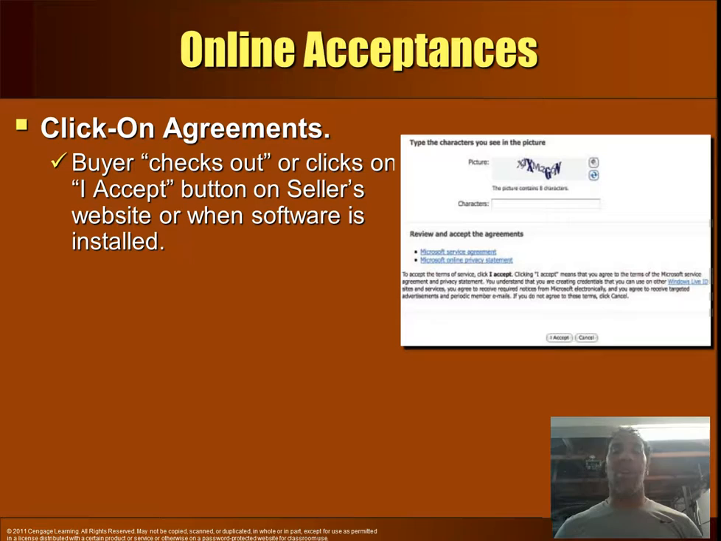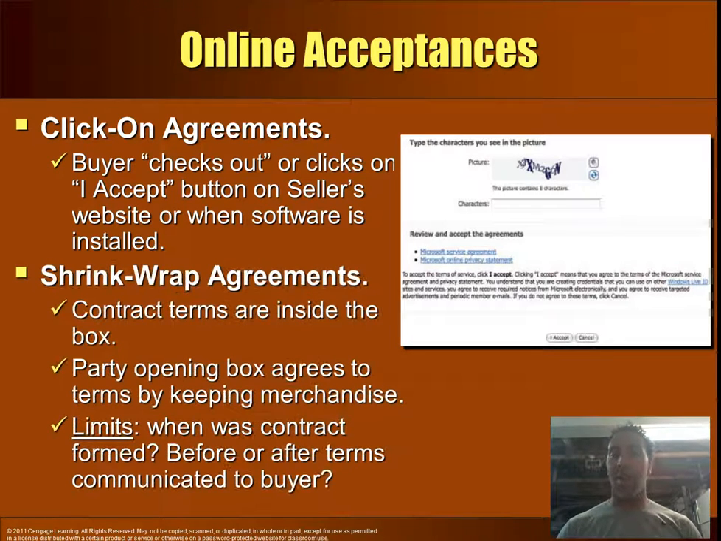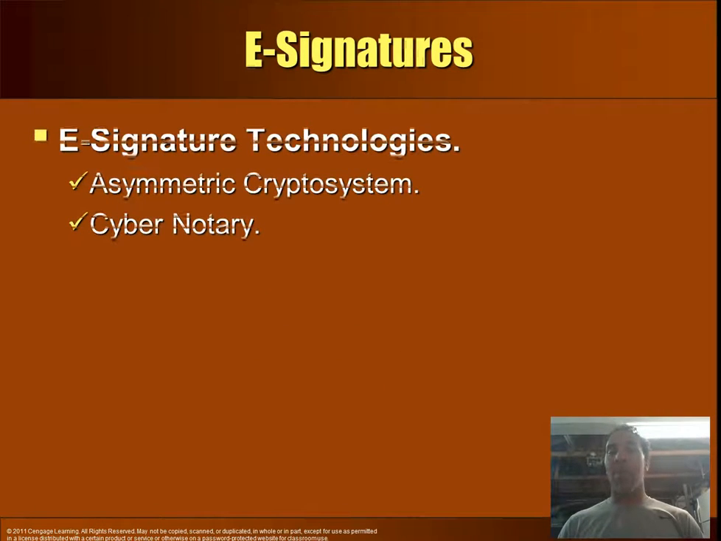Click on agreement, so the buyer checks out or clicks on the I accept button on the seller's website, or when their software is installed. The shrink wrap agreement, right? If you ever received something in the mail, contract terms are inside the box. By opening the box, you agree to the terms by keeping the merchandise. And the limits: when was the actual contract formed, before or after the terms were communicated to the buyer? So it's like, we'll just slide this in here, but it wasn't in there before.